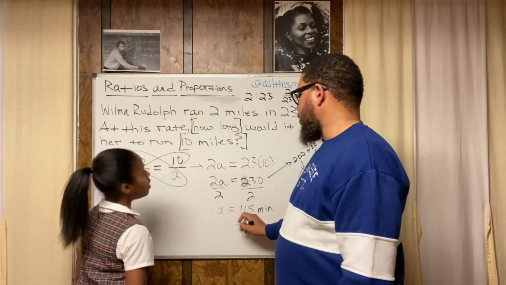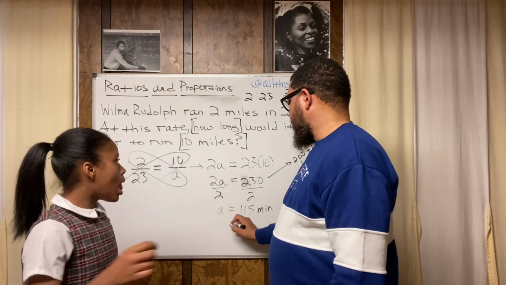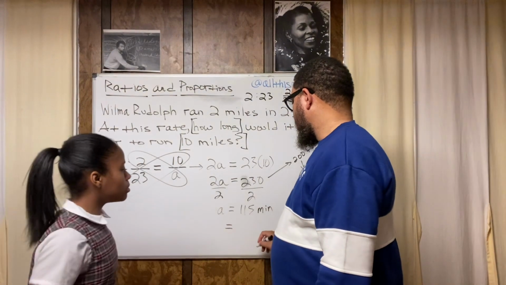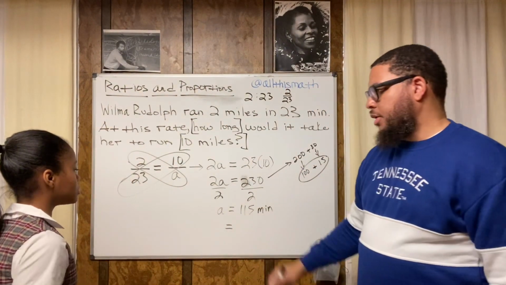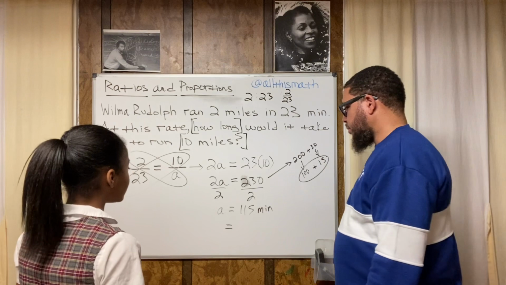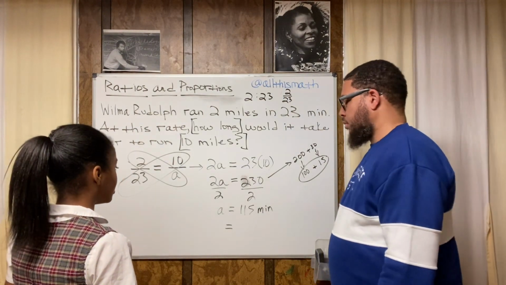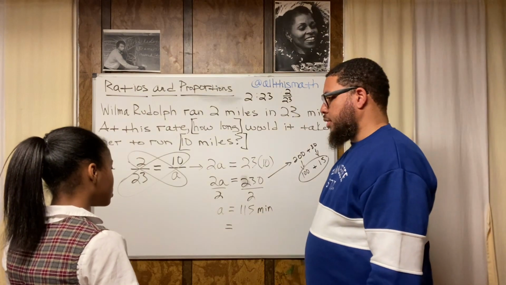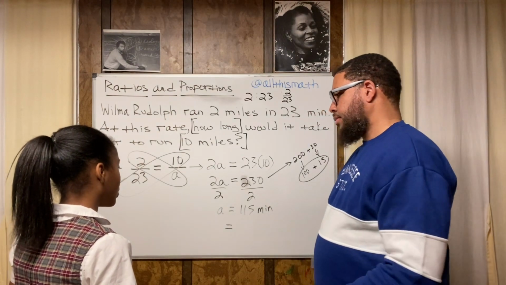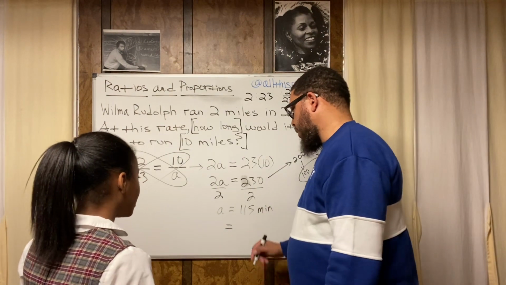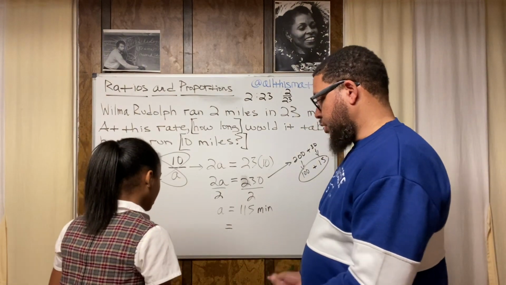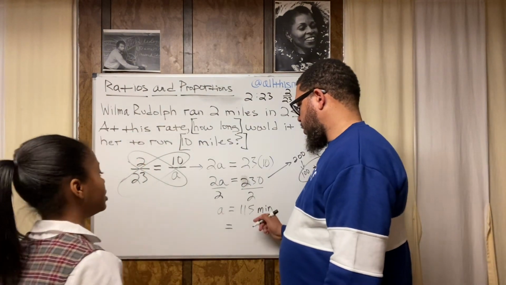Now, here's what I also want you to do. I want you to tell me what this is in hours. So, how many minutes are in 1 hour? 60. So 115 minutes is how many hours? It's 1 hour and what? How many minutes left over? Because 120 minutes is 2 hours. 1 hour and 55 minutes.